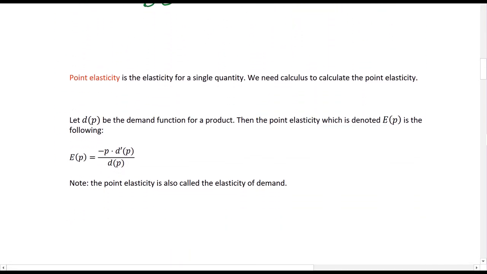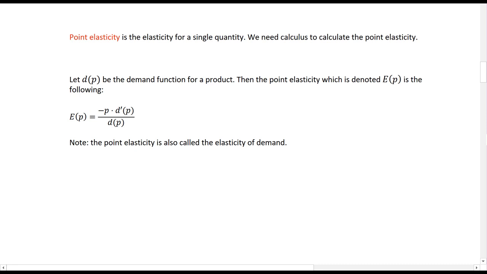So what I want us to focus on now is something called point elasticity. Point elasticity is the elasticity for a single quantity. We need calculus to calculate the point elasticity. Why is that? This is very similar to how we first started talking about derivatives. I know it's been a while, but if you recall, we started off with the difference quotient, which is just an average rate of change. Well, that's similar to what the arc elasticity is. Now for point elasticity, we want to calculate the instantaneous rate of change. And if you remember, that's when we looked at derivatives.